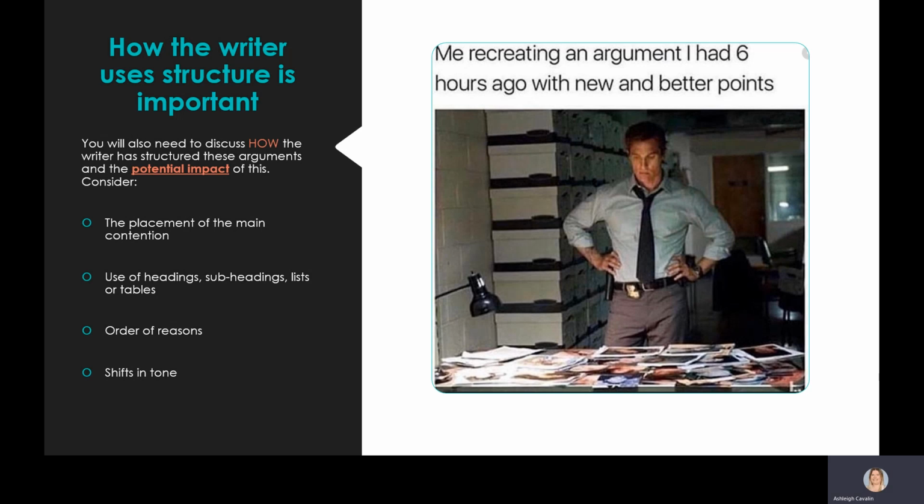In addition, shifts in tone are also important. Each argument may be presented slightly differently depending on the tone. These are some points that you should be able to consider. It's important that you practice these skills. I encourage you to use a few practice articles now to identify contention, map out the supporting arguments, and then have a look if you can for any of these structural features.